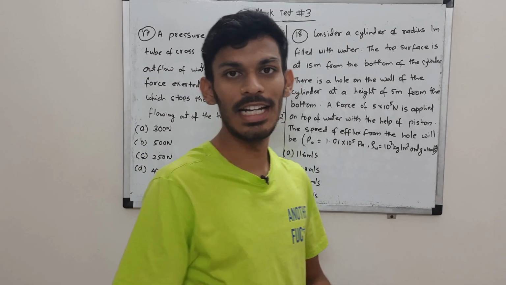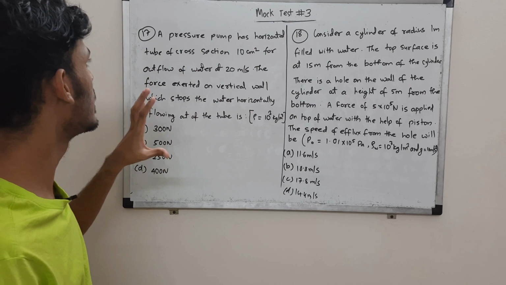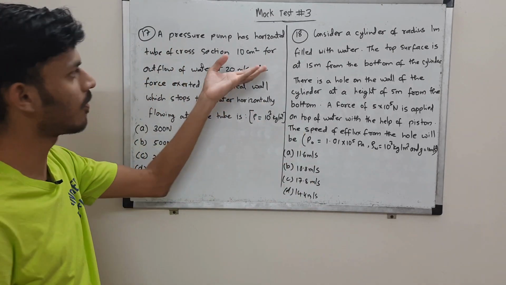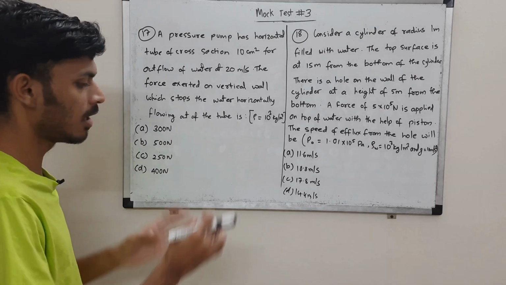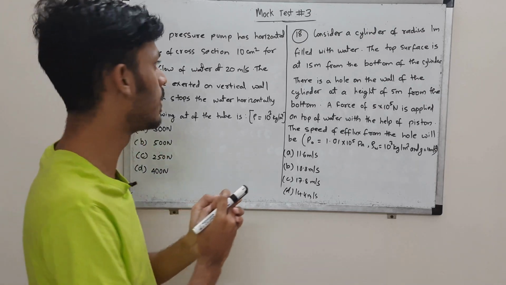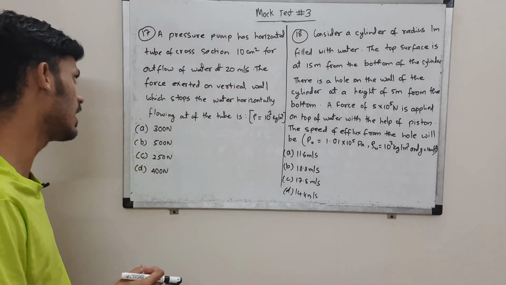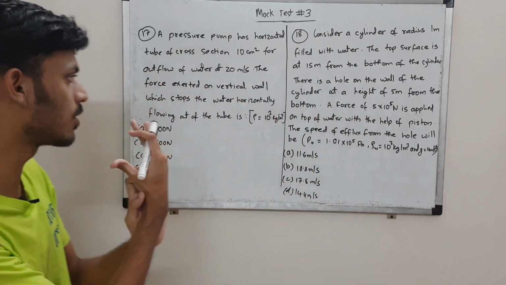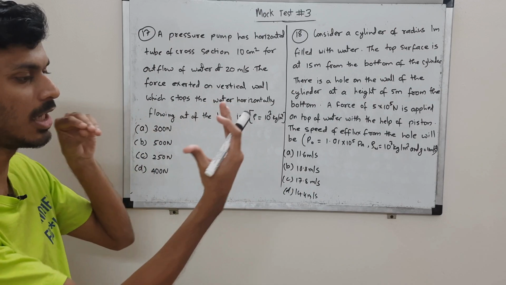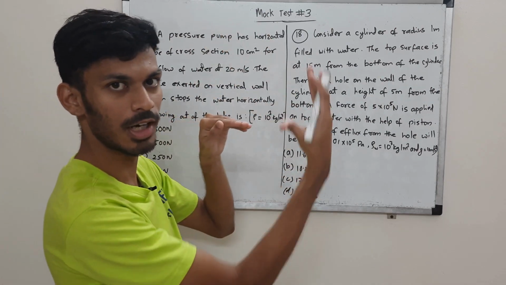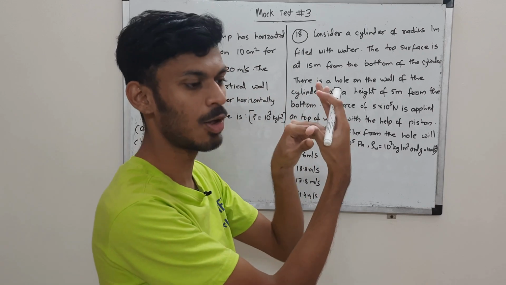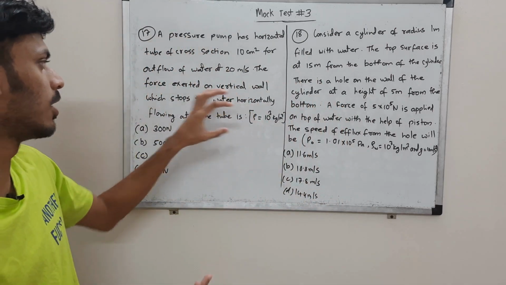Let's come to question 17 and 18 over here. In question 17, we have a pressure pump which has a cross-sectional area of 10 centimeters square. The outflow of water from this pump is at the rate of 20 meters per second. You are supposed to tell what will be the force exerted on the wall. This water is flowing out horizontally, so there is a vertical wall in front of this pump. What is the force which is exerted on this wall which makes the water stop?